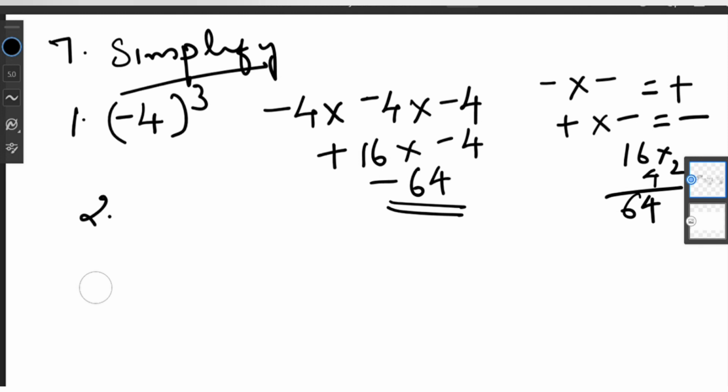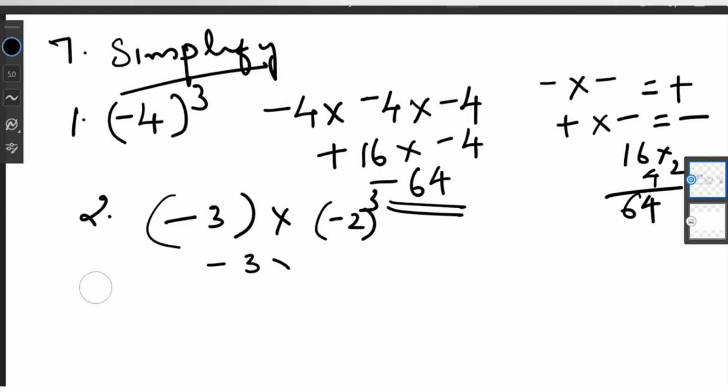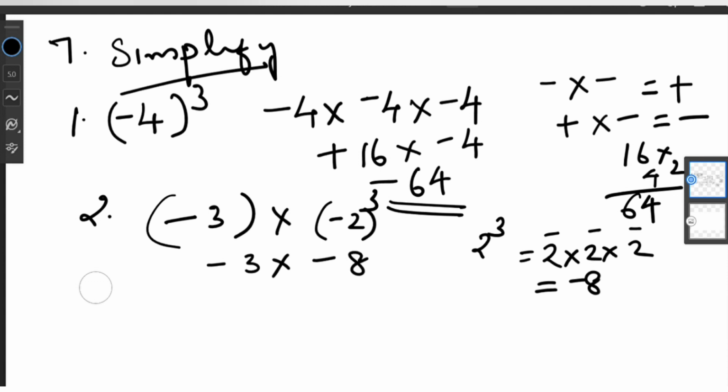The next question, second question: minus 3 into minus 2 whole cube. So first we write minus 2 cube. What is 2 cube? 2 cube means 2 multiplied 3 times. 2 into 2, 4. 4 into 2, 8. Then 3 minuses: minus into minus plus, plus into minus, minus. So minus 8. So minus 3 into minus 8. Minus into minus, positive. 3 into 8, 24. So our answer is positive 24.